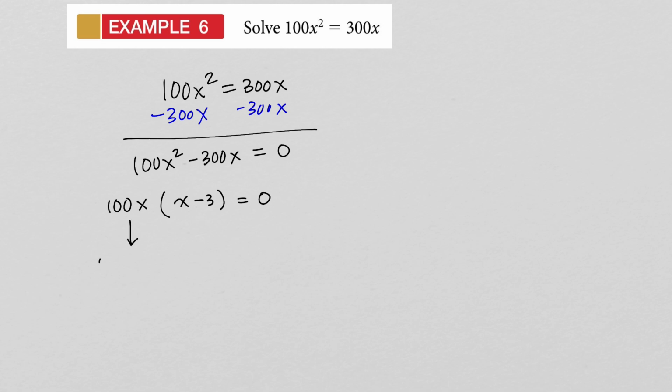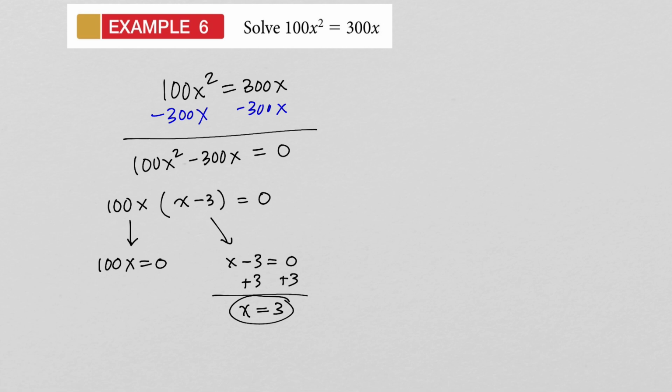Now we'll take the first factor, which is 100x. We'll set that equal to 0. And we'll take the second factor, x minus 3, set it equal to 0. The second equation there is very simple. We just add 3 to both sides, and we get x equals 3.